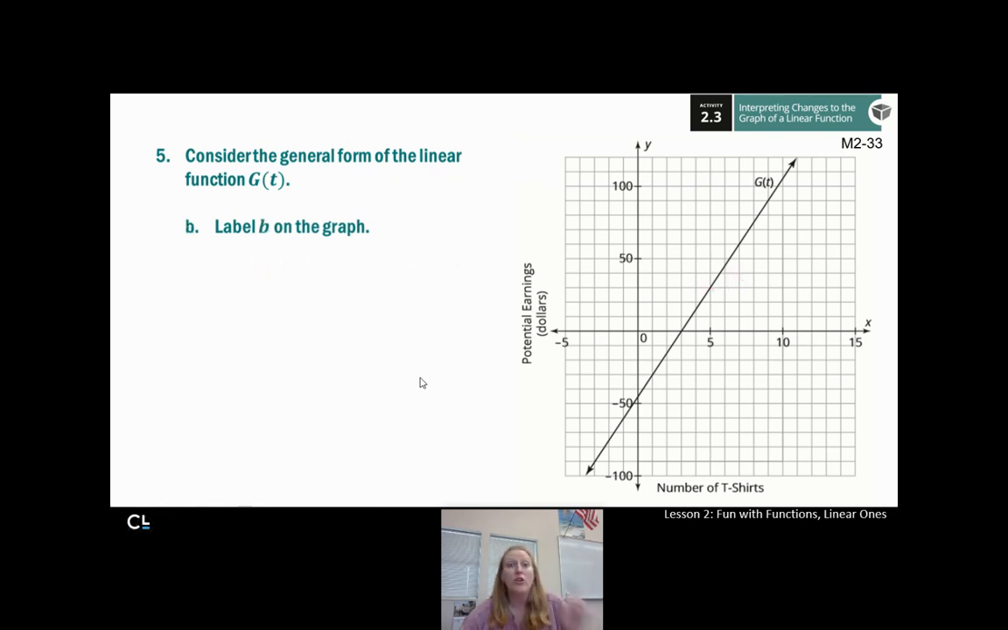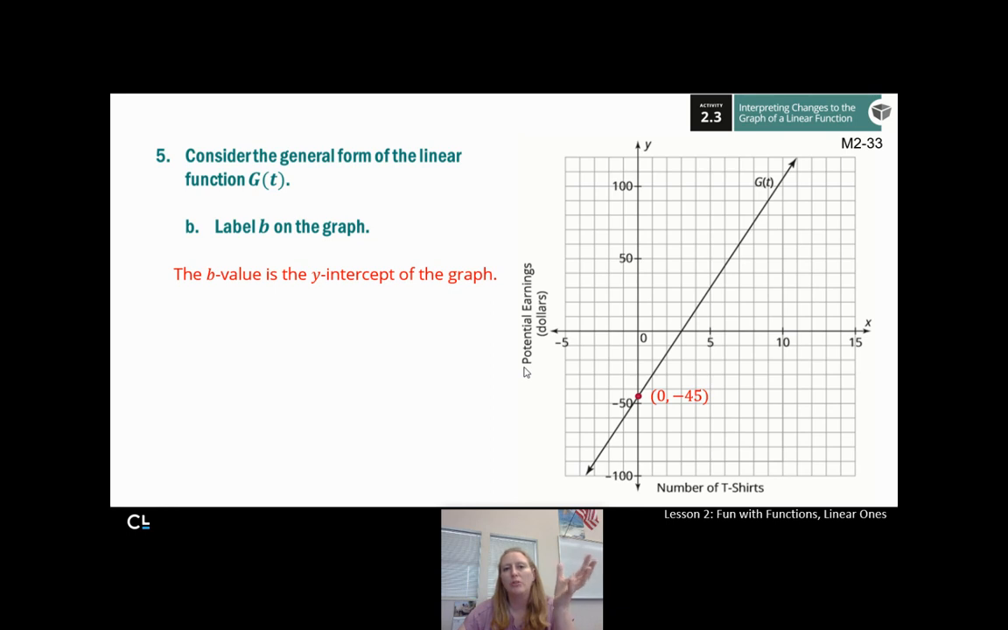For B, we know that B is the y-intercept of your graph. So here's my y-axis. Oh, it smacks into it right there. There's my B. And in this case, of course, that's where the negative 45 comes in. That's 0, negative 45.